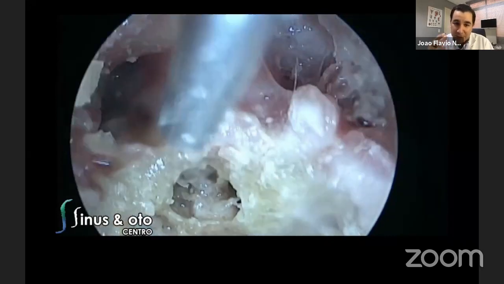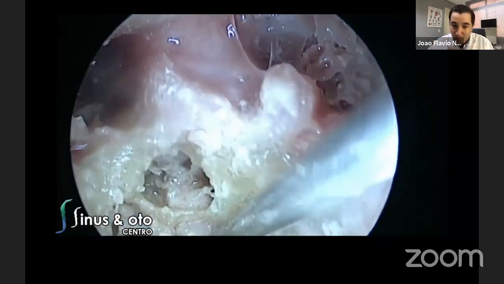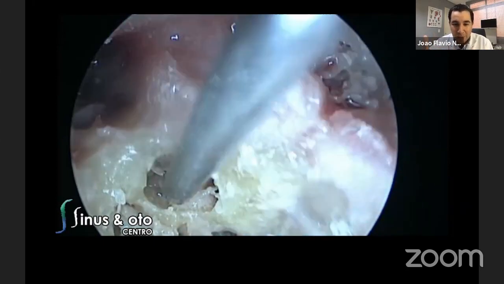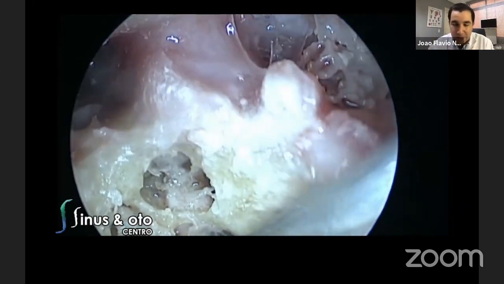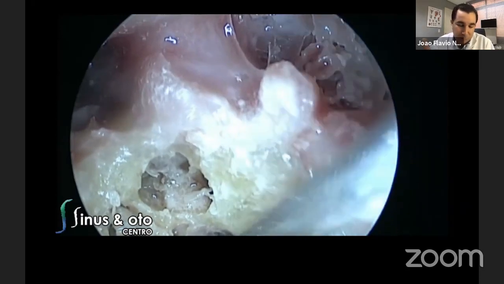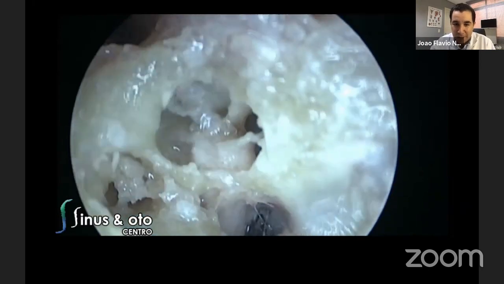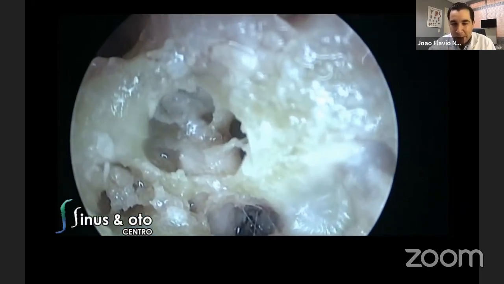Again, this is not a surgical demonstration. It's an anatomical demonstration just for us to understand the anatomy. Sometimes we do anatomical demonstrations that are not related to surgical procedures, or that we could not do in surgical procedures, but we just want to understand the anatomy in the best possible way.